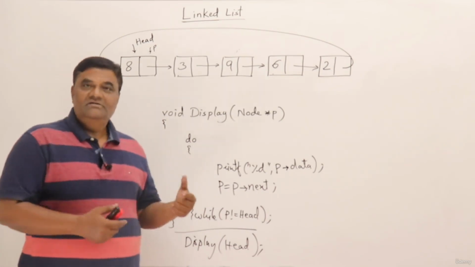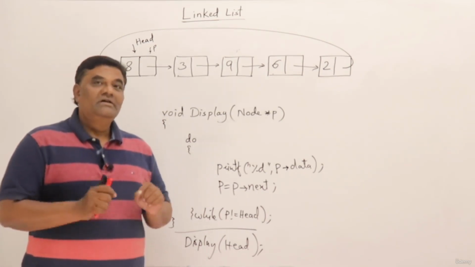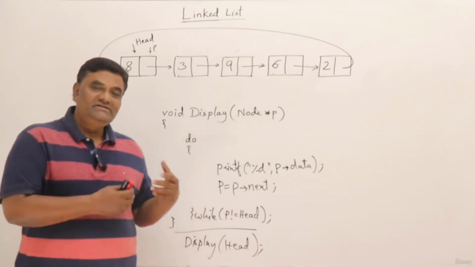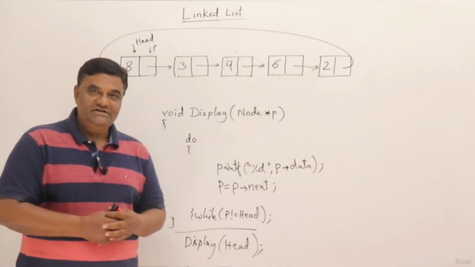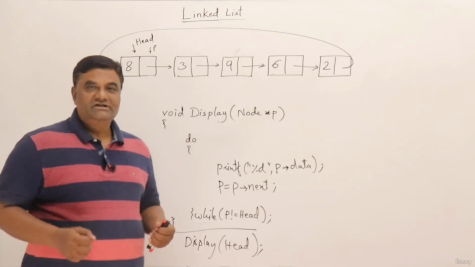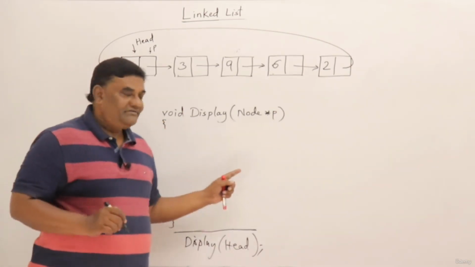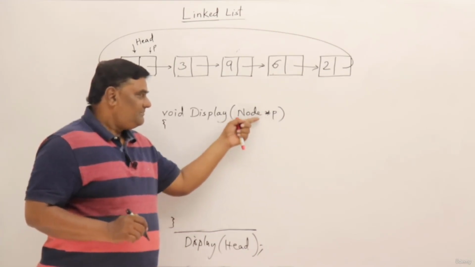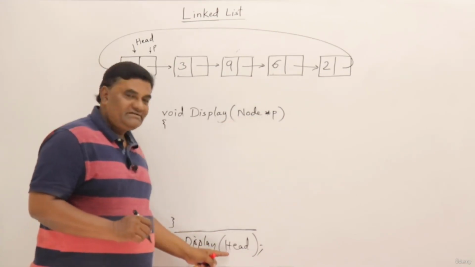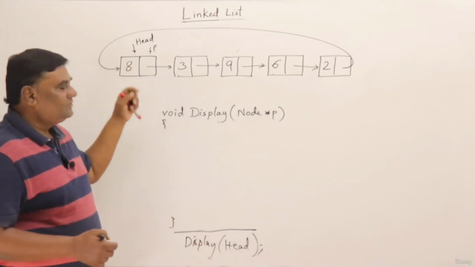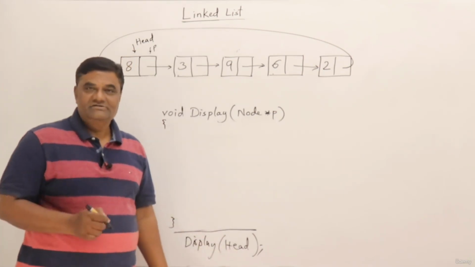Now let me write down a display function using recursion. It is little difficult. It's not so easy like the other recursions we have seen. So let me write the function and explain you. A display function, I am going to make it recursive. This is taking parameter node. So let us call it by passing head. Head node, that is the beginning node of a linked list.